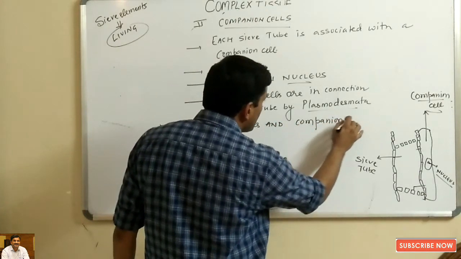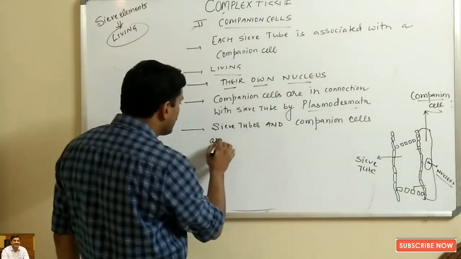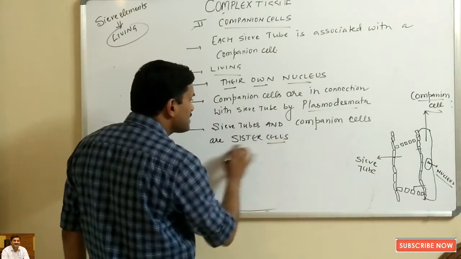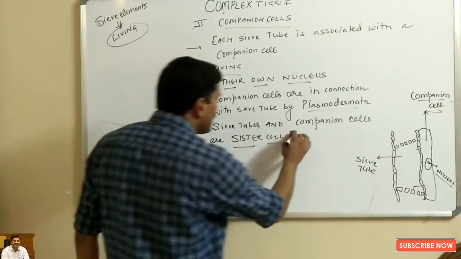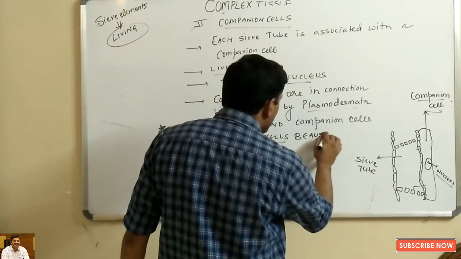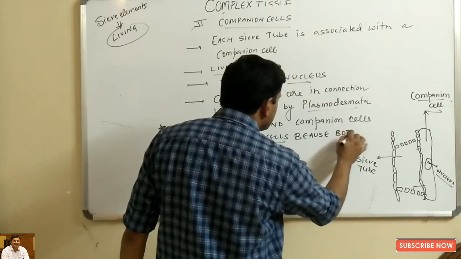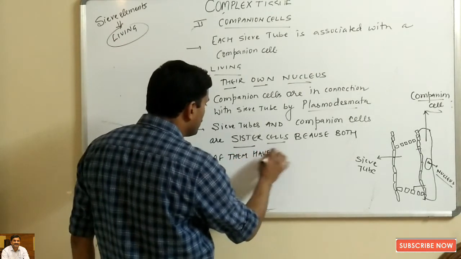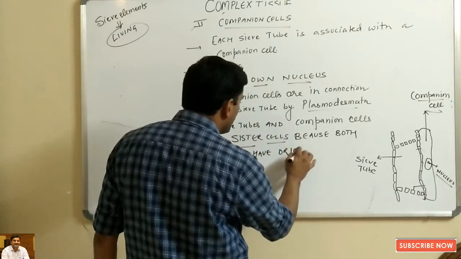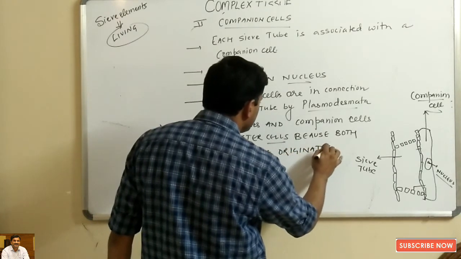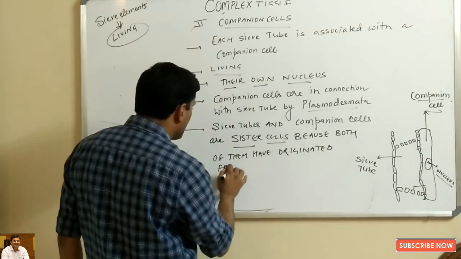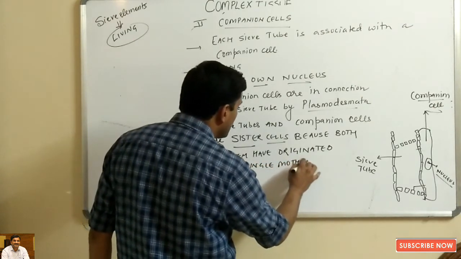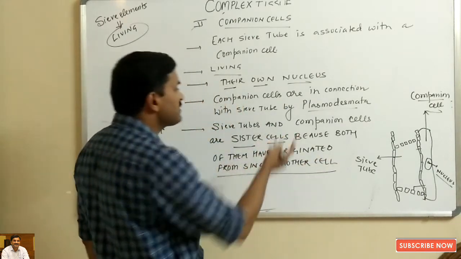Now the very important thing you have to notice is that sieve tubes and companion cells are sister cells. What are they called? They are called sister cells. Why are they called sister cells? Because both of them have originated from a single mother cell.